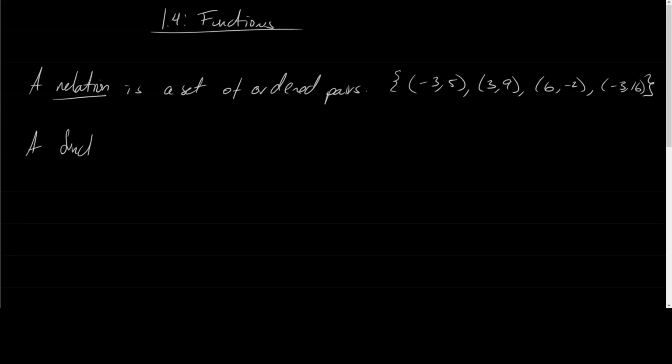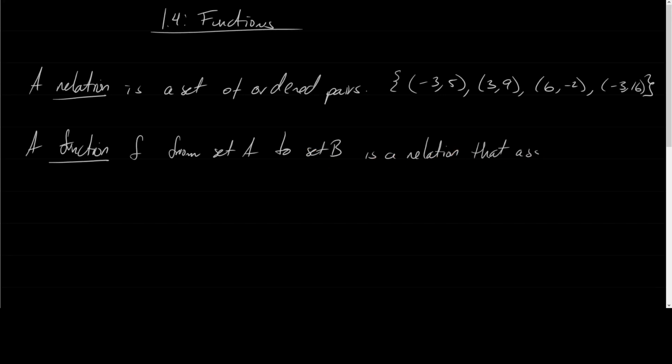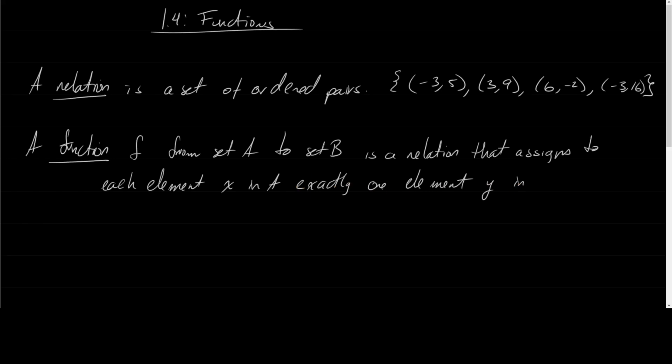A function f from set A to set B is a relation that assigns to each element x in A exactly one element y in B. So essentially what we're saying there is that the x values cannot be repeated.